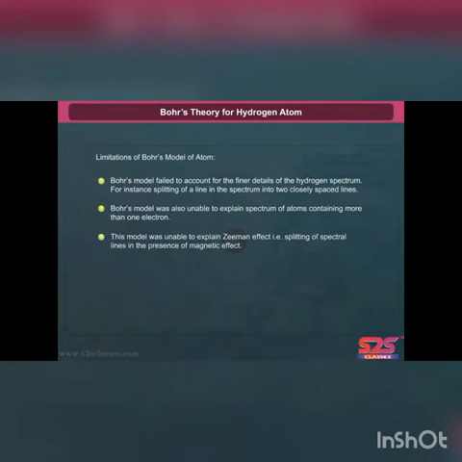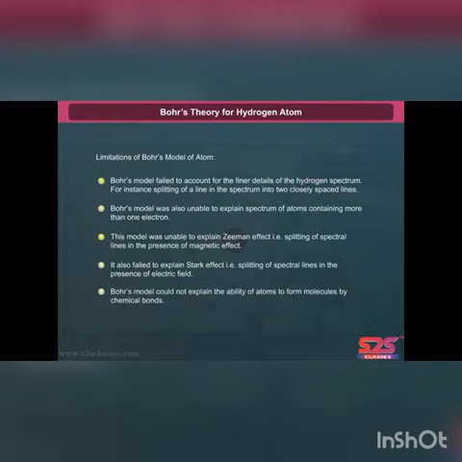This model was unable to explain the Zeeman effect, that is, splitting of spectral lines in the presence of a magnetic field. It also failed to explain the Stark effect, that is, splitting of spectral lines in the presence of an electric field. Bohr's model could not explain the ability of atoms to form molecules by chemical bonds.